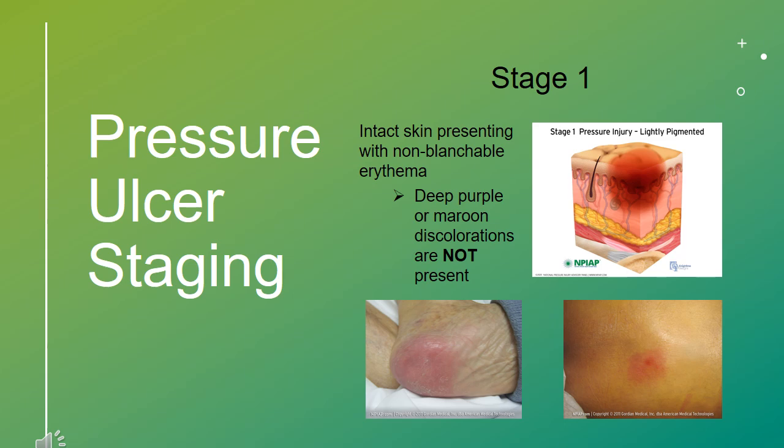If the erythema is persistent, the skin is not blanchable and is classified as a Stage 1 pressure ulcer. These wounds are usually managed with protection from further breakdown, such as offloading and skin protectants.